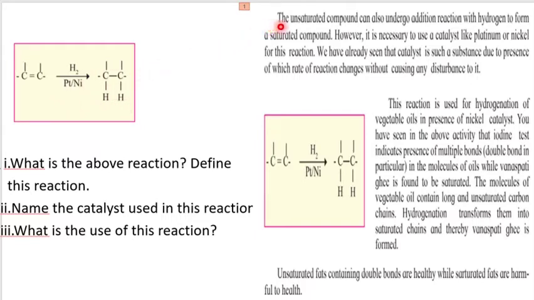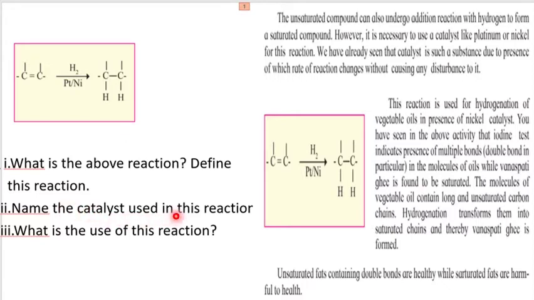What is addition reaction? The unsaturated compound can undergo addition reaction with hydrogen to form a saturated compound. What is the unsaturated compound? When between the carbon-carbon atoms there is a double bond or triple bond, then it is an unsaturated carbon compound. If there is a single bond between the carbon and carbon atom, then we can say it is a saturated carbon compound.